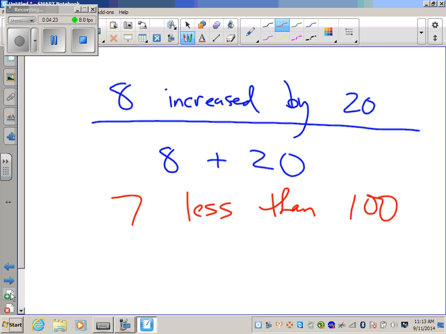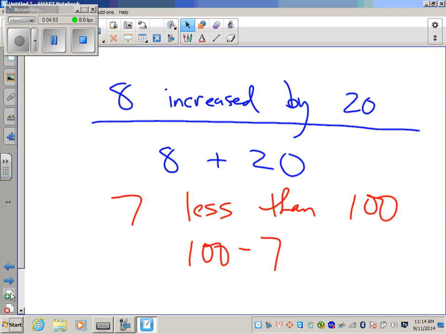Tyler, you want to rephrase that? How about 100 minus 7? 7 less than 100. 100 is what we'll start with. To show 7 less than that, we'll take away 7. That would be 93. 93 is 7 less than 100. Now, order is going to matter, even on problems where you add. You say, wait a minute, I thought you can add in any order.